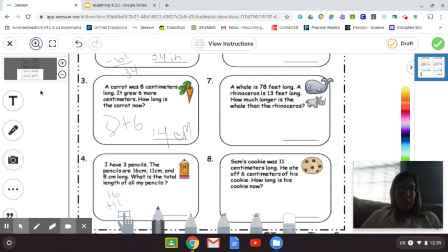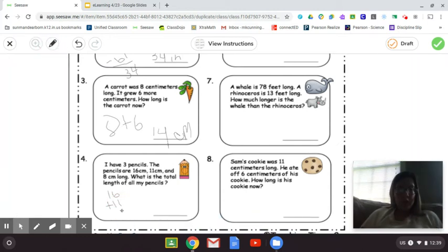I'm going to hide those tools. So 16 plus 11. So 6 plus 1 is 7, and 1 plus 1 is 2. So now I have 27, but I have another problem to do. So now I need to do 27 plus 8.